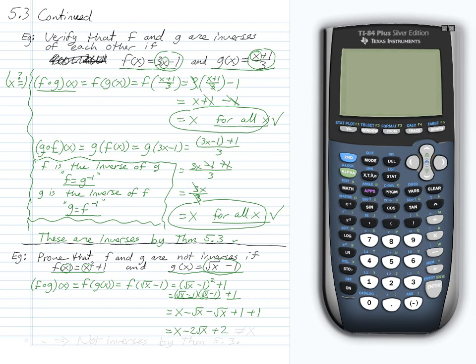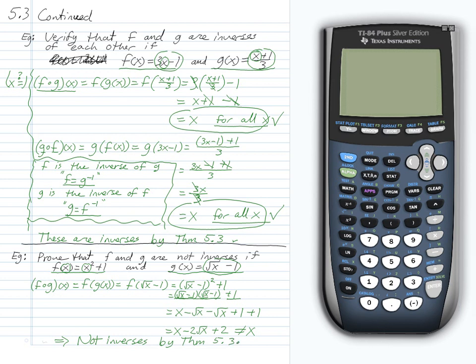So if we simplify this, we get x minus 2 square root of x plus 2. And I think that's about as simple as this is going to get, and I think you'll agree that this is not generally equal to x. So if this does not simplify down to x, or if that equality is dependent on x, if this is not an identity, in other words, then we say these are not inverses. Again, by theorem 5.3.